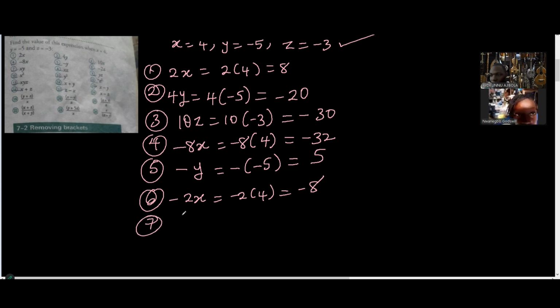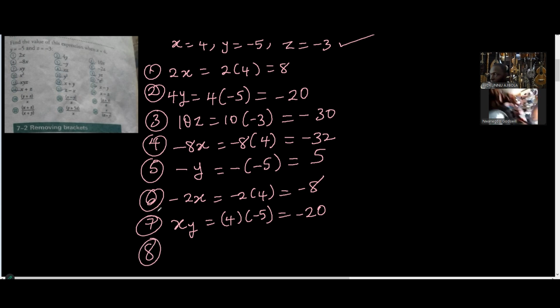Number 7, we have xy, which means x times y. 4 times 5 is 20. Then there's a negative there. Number 8, we have xz, where x is 4 and z is minus 3. Then we have 4 times 3 is 12, negative.